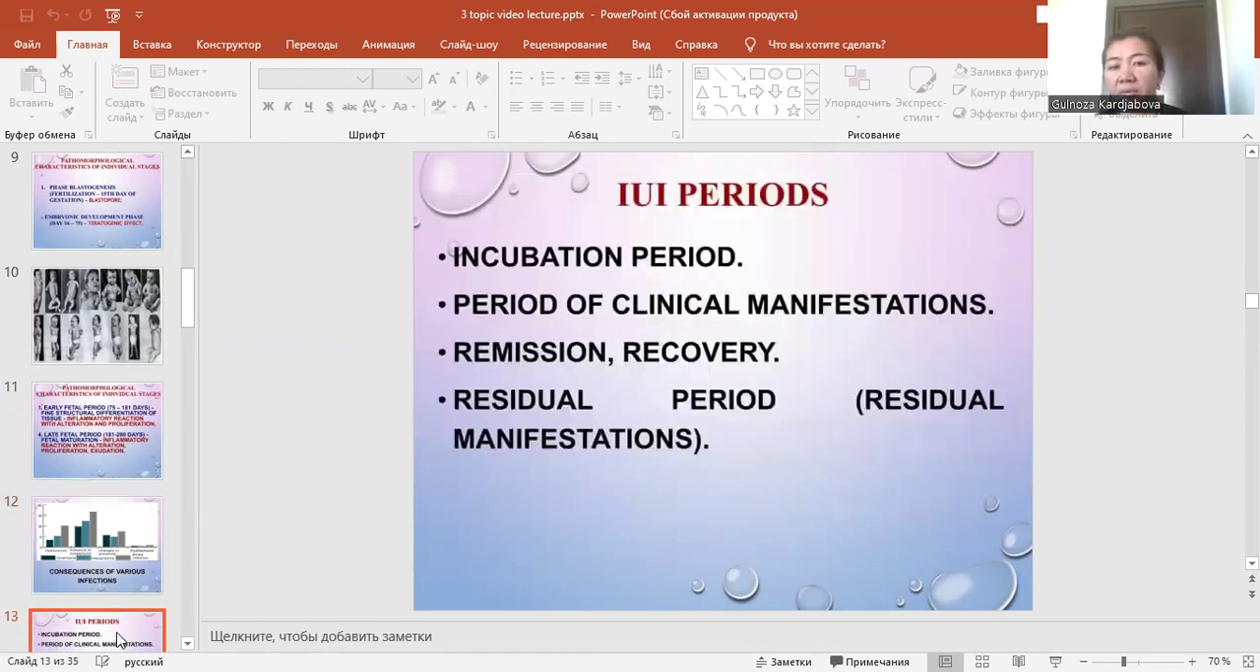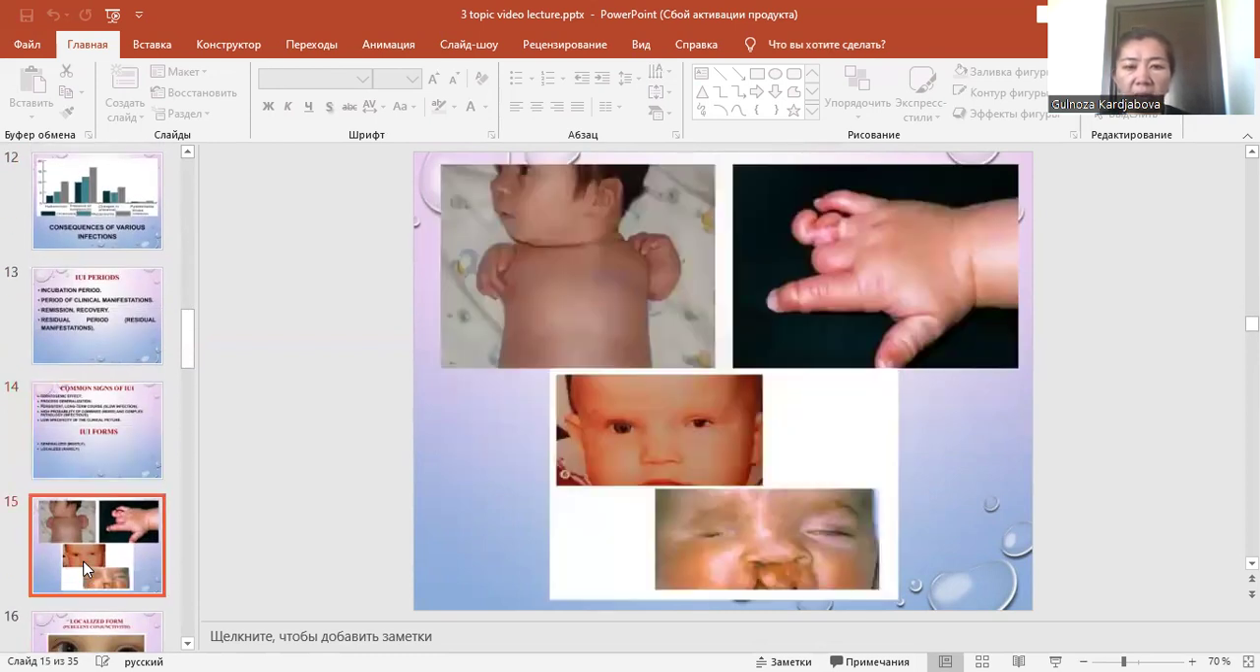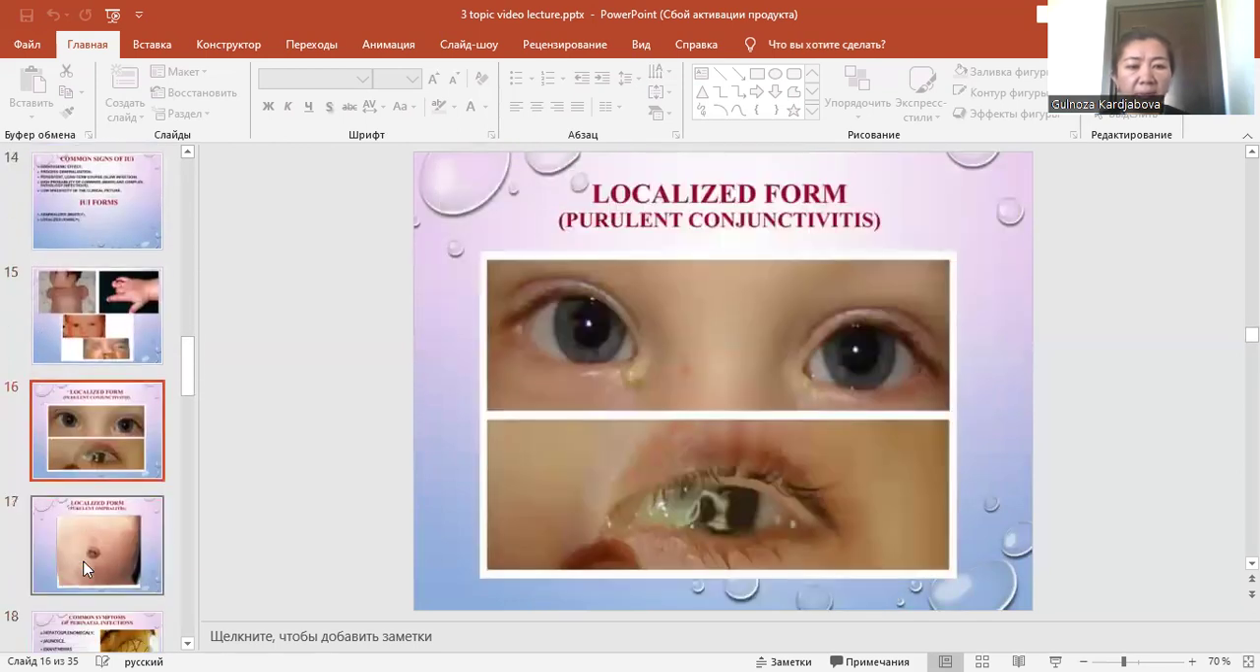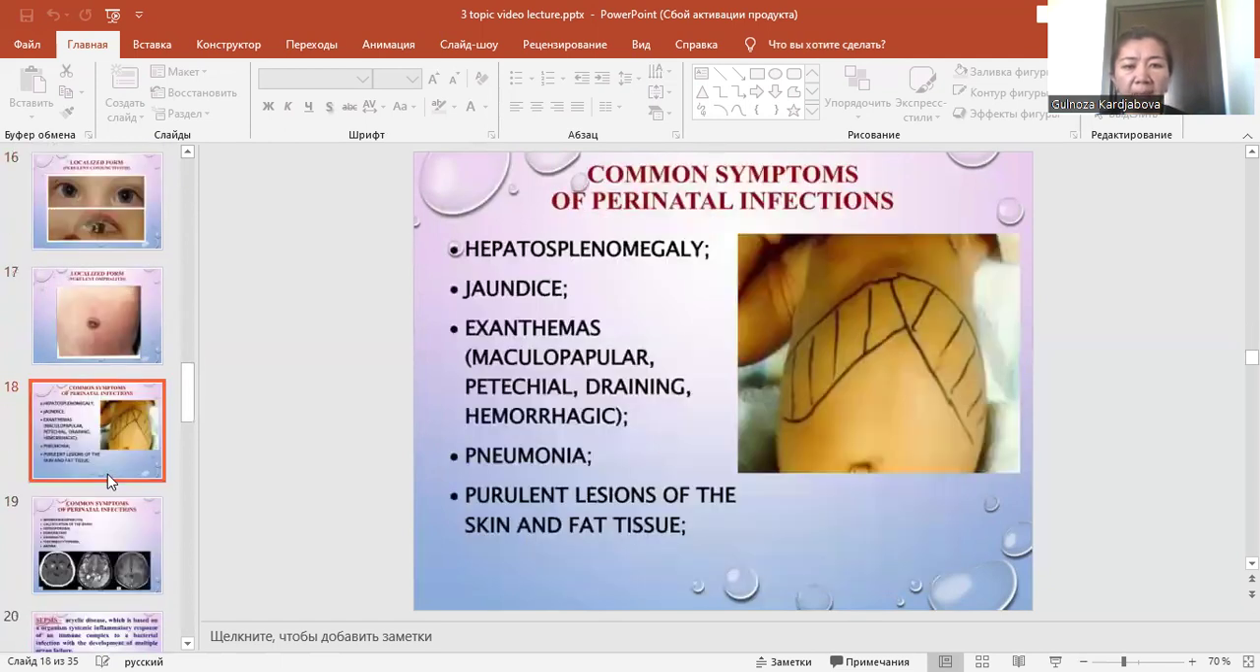Intrauterine infection periods: first, the incubation period, then clinical manifestation, remission, recovery, and the residual period, or period of residual manifestations. Some teratogenic effects of infections are cleft lips, defects of fingers, and localized forms such as purulent conjunctivitis and purulent omphalitis.